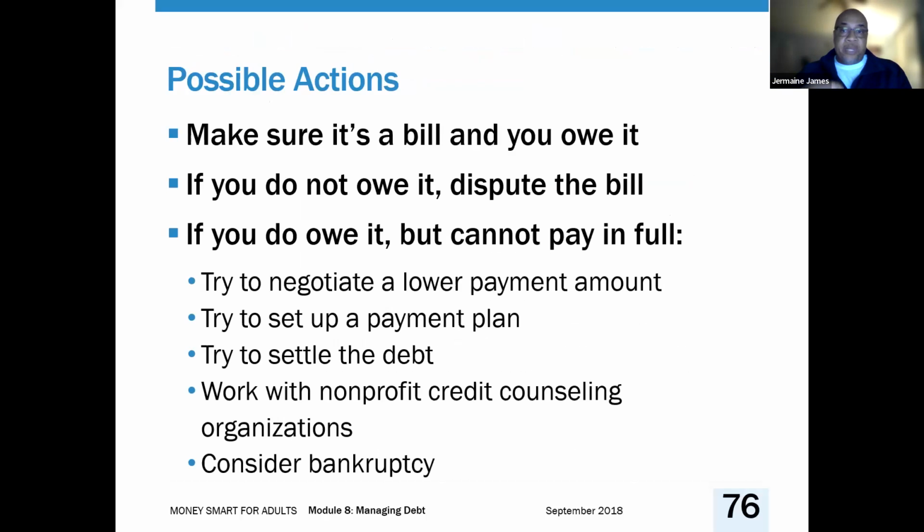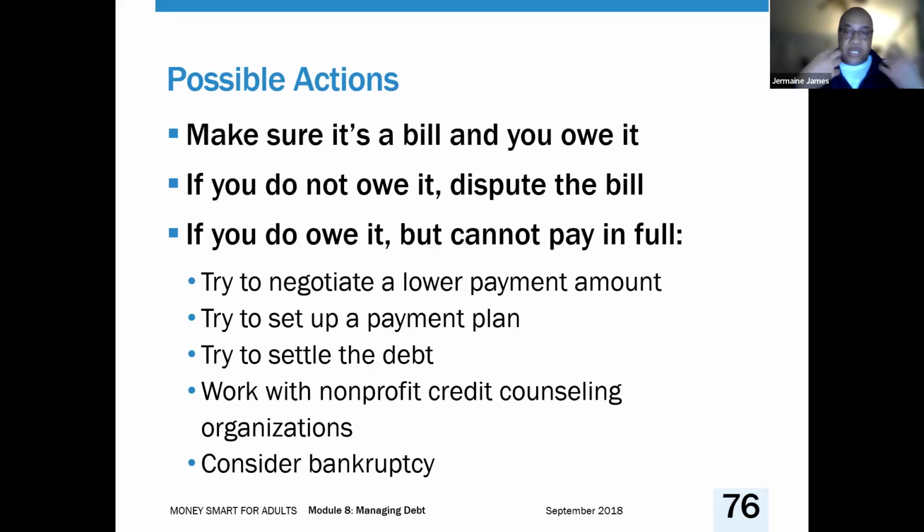If you do owe it but can't pay it in full, try to negotiate a lower payment amount, try to set up a payment plan, try to settle the debt, or work with a nonprofit credit counseling organization. And here it says, consider bankruptcy. I guess in that situation, that could be an insurmountable debt. But the options we should always look at are lower payments, repayment plans, and what this looks like over 6, 12, 18, 24 months, right? The goal is to settle the debt.